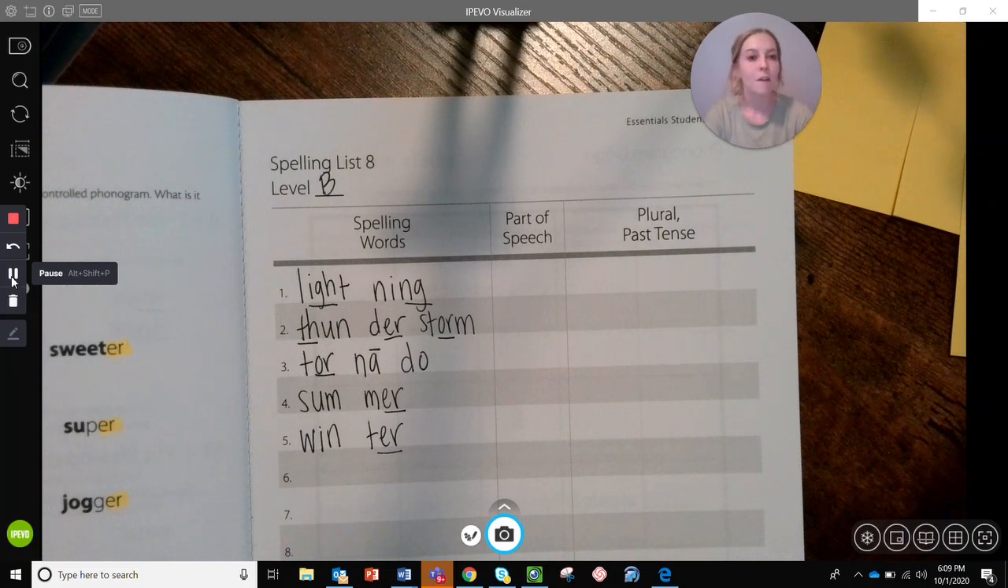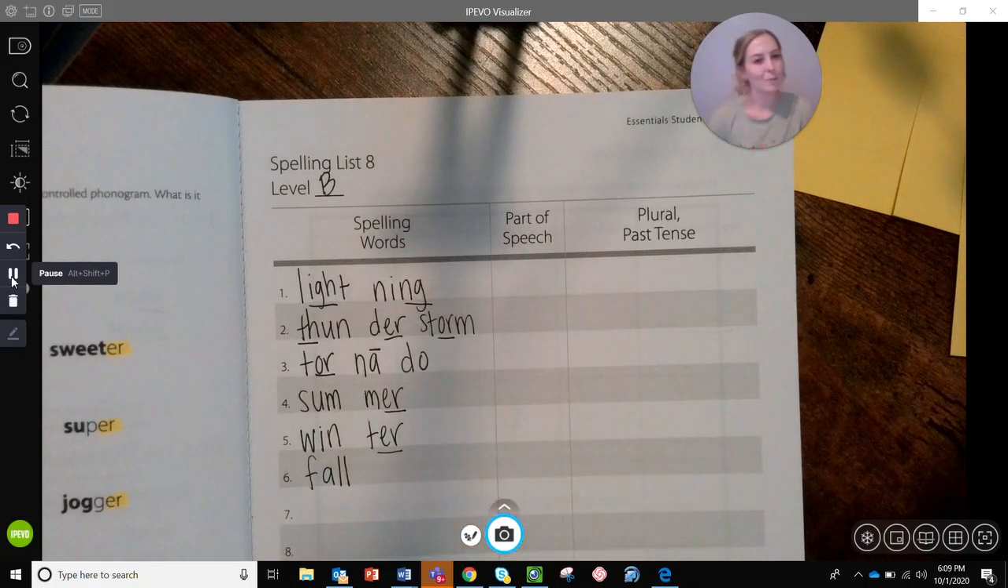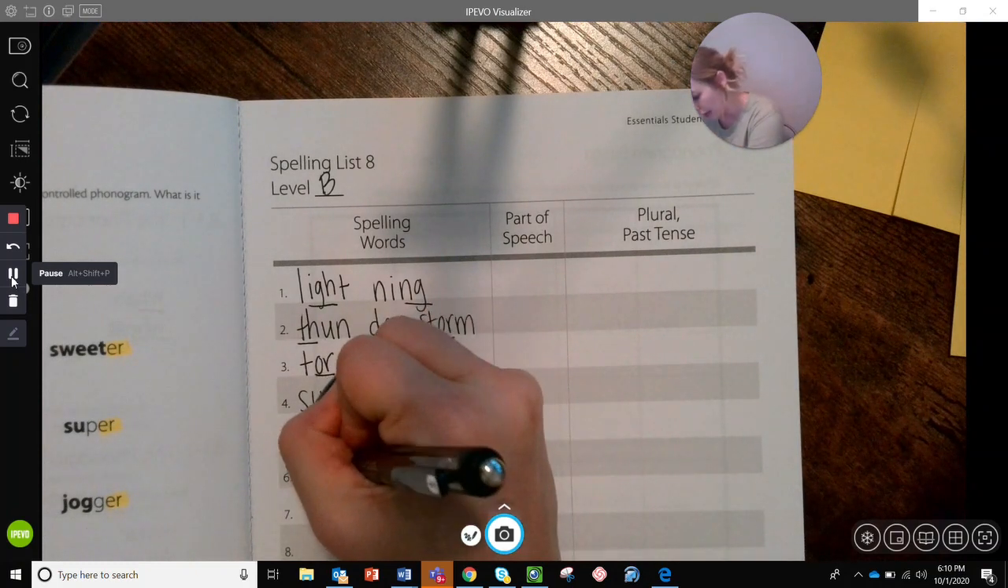Fall. Only one syllable there, obviously. All right, what sound is this A making? Which sound is it? Is it making A? What about A? Fall. Good. So we're going to put those 2 dots over the A here.